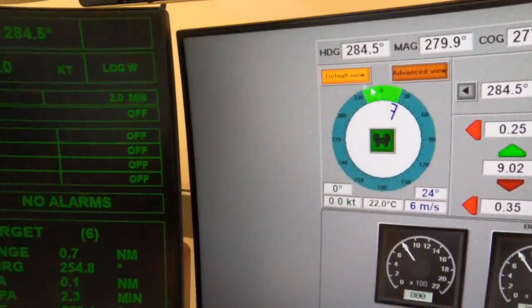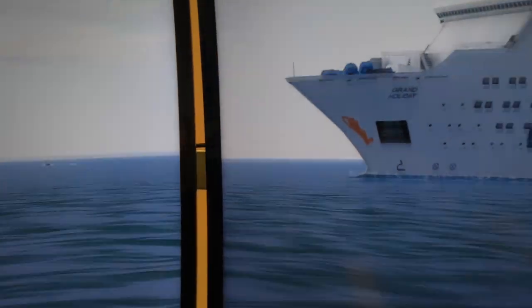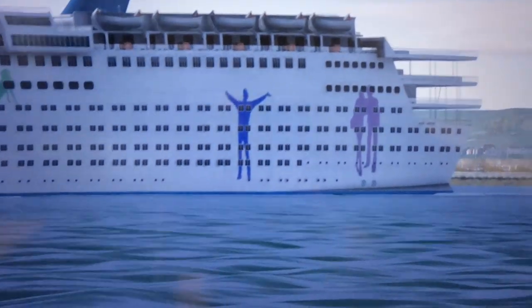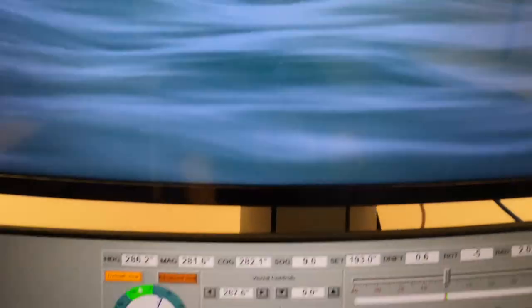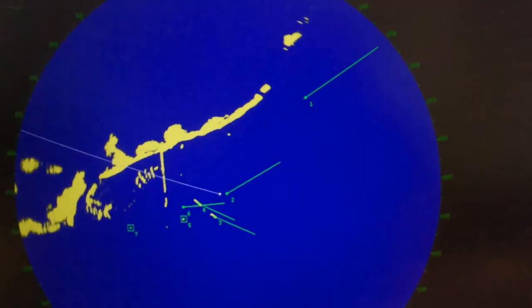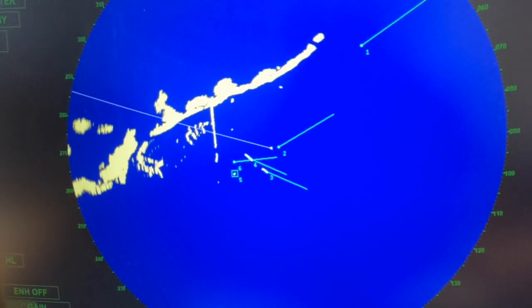So if we have a little look out, we can see other targets out there, and we need to try and identify those targets onto our radar. So we've got a small rib there. We've obviously got the ferry coming out. Just as we move round, we can look out on the lookout in different directions.